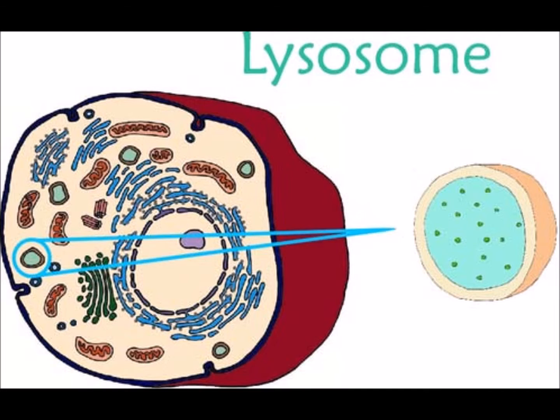Enzymes of the lysosomes are synthesized in the rough ER and released from the Golgi apparatus in small vesicles, which eventually fuse with acidic vesicles called endosomes. They then become full lysosomes.